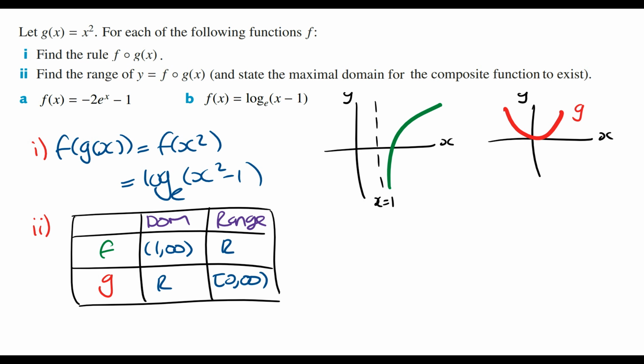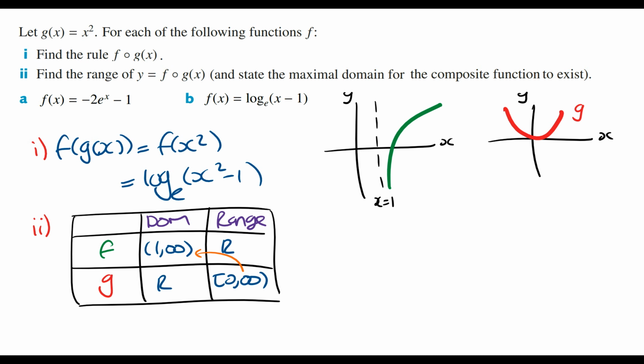For f of g of x to exist, the range of the inner function g of x has to equal or be a subset of the domain of the outer function. Looking at the table, we can see that the range from 0 to infinity is not a subset of the domain from 1 to infinity. And so f of g of x does not exist. In other words, it's not defined.